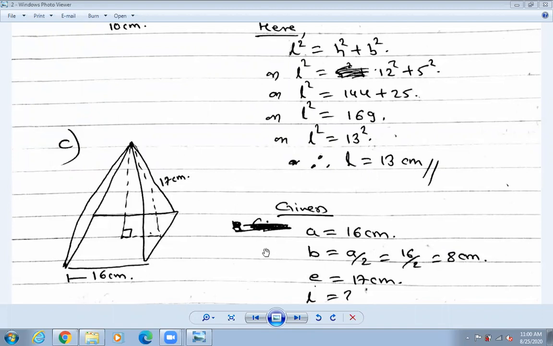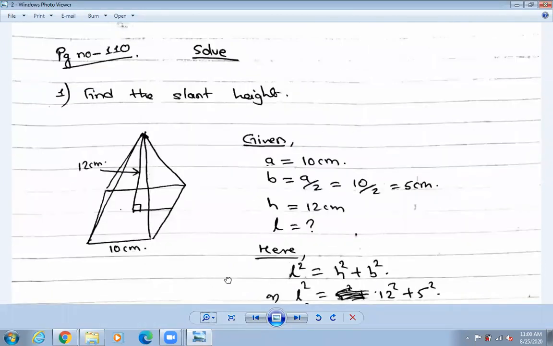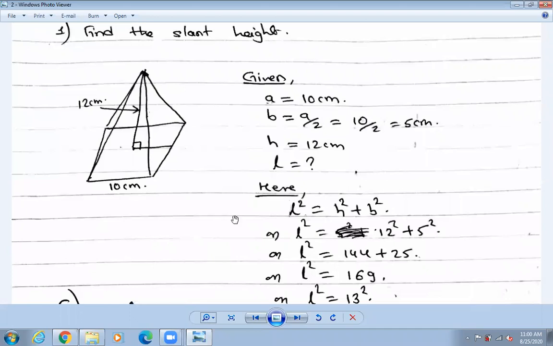Previous number is A or B? Number A. So turn on your book. Page number 110. Yes, sir.